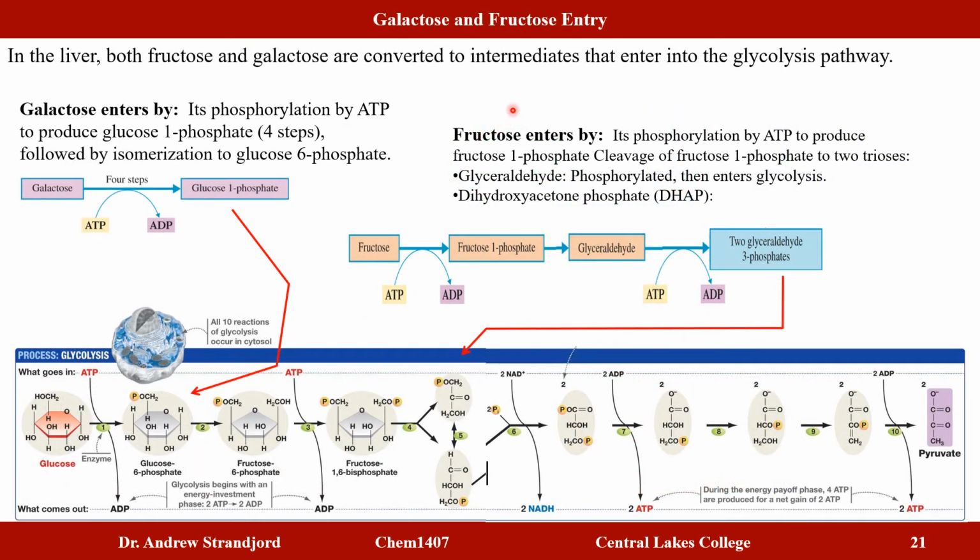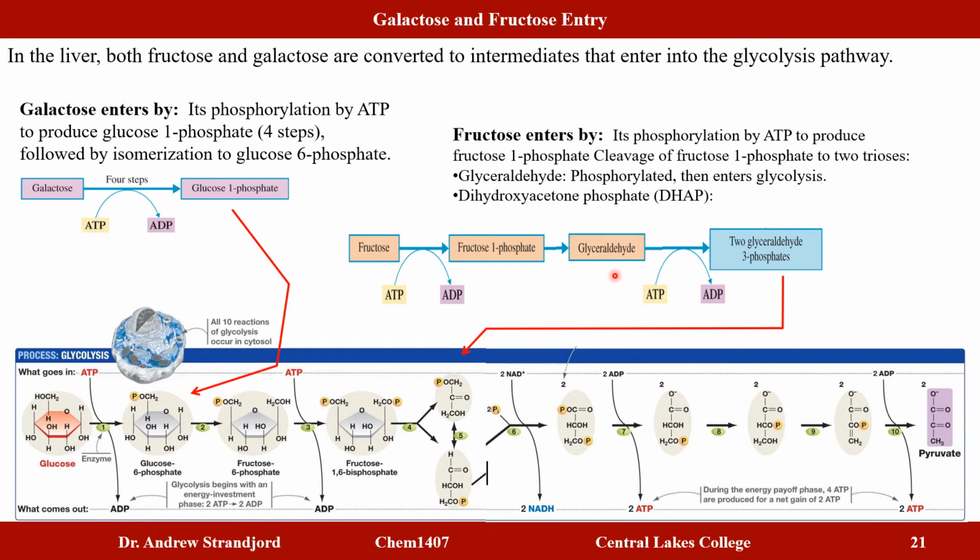Both galactose and fructose are converted to intermediate products that can enter the glycolysis pathway directly. For example, if I look at galactose, I can use an ATP molecule to add a phosphate to galactose to form glucose 1-phosphate. Glucose 1-phosphate is a molecule that is already in the glycolysis process, so it can enter in directly. Fructose enters by a several-step chemical reaction where I react fructose with an ATP molecule to form ADP. In other words, I'm forming fructose 1-phosphate.